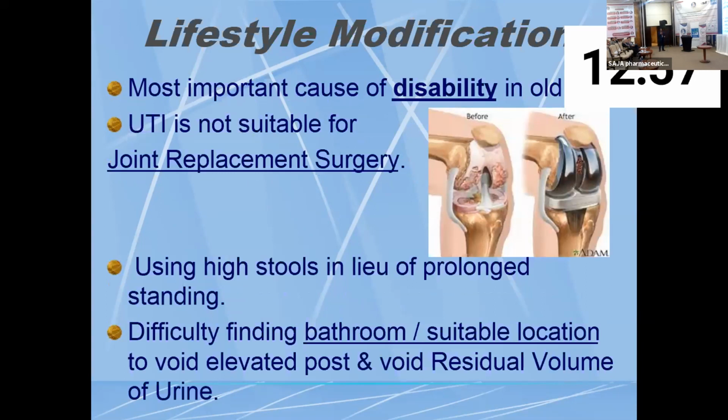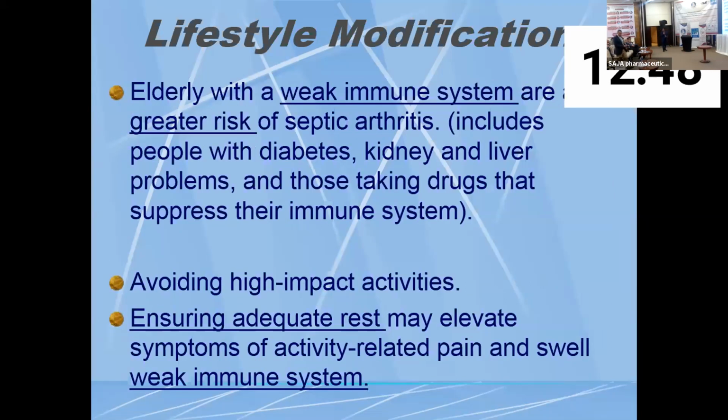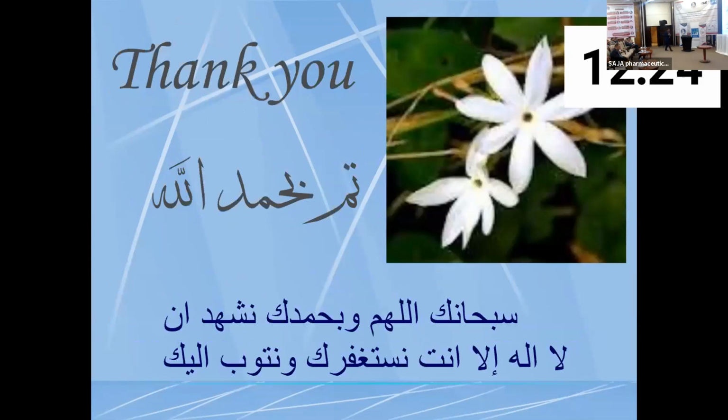We cannot do even a prosthesis for this patient because there is a high risk of UTI. It is difficult to go to the bathroom, which gives the patient more problems. Elderly people have a weaker immune system because they have the risk of diabetes, kidney problems, and liver problems, and this increases septic arthritis in these people. We have avoiding high impact activity, ensuring adequate rest, which may alleviate the symptoms of activity-related pain and swelling, and weakening of the immune system. Thank you.